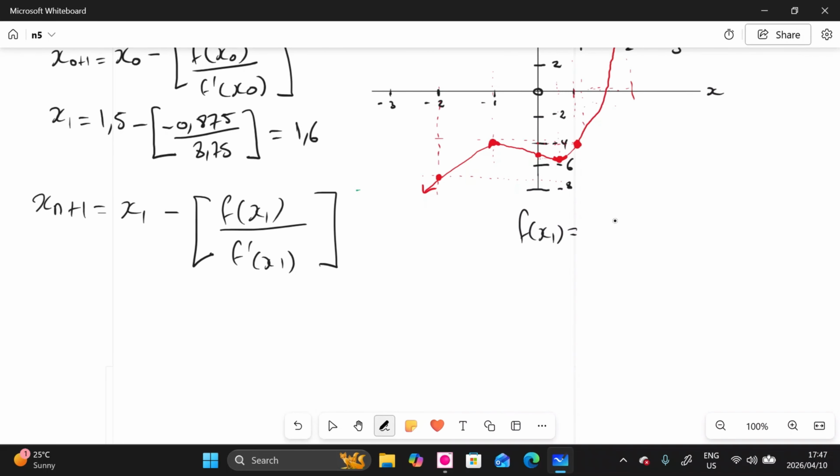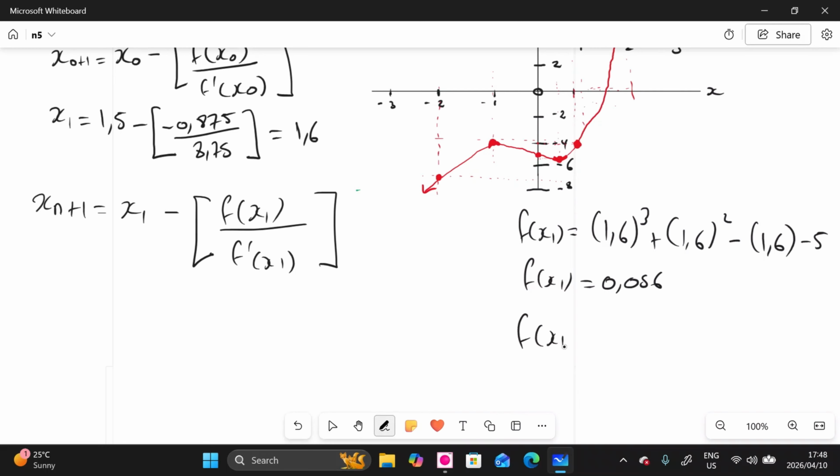Remember, our formula says our first term is going to be x cubed. So instead of writing x cubed, you're going to write 1,6 cubed plus the second term is x squared. So you're going to write 1,6 squared. Then the third term is minus x. So you're going to write 1,6 minus 5. Then we put this on our calculator. F of x1 is going to be equaling to 0,056. There we go.